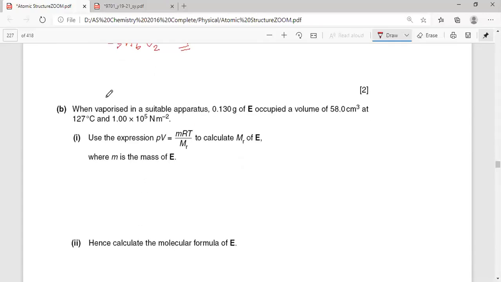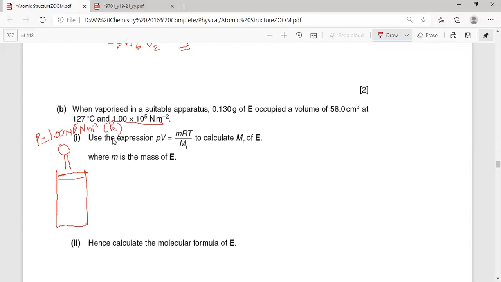Now here, when vaporized in a suitable apparatus, 0.130 grams of E occupies a volume, and so forth. Simple. Draw the diagram first. Here is your thing. What's the pressure here? 1.00 times 10 to the power of 5 Newton per meter squared. This is the same as Pascal.